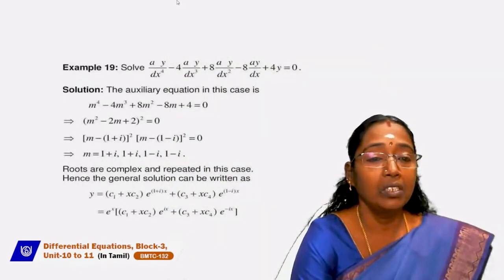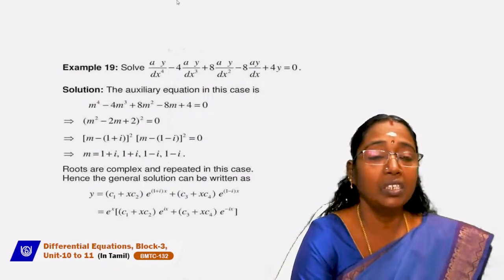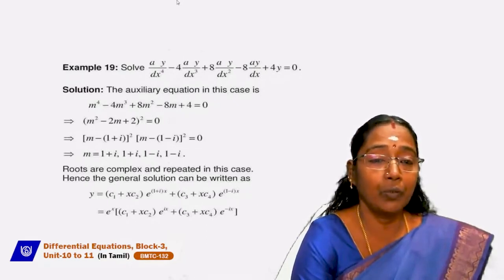The next example, solve d power 4 y by dx power 4 minus 4 into d cube y by dx cube plus 8 into d square y by dx square minus 8 into dy by dx plus 4y equal to 0. This is a fourth order differential equation. So first you have to write an auxiliary equation. That is m power 4 minus 4 m cube plus 8 m square minus 8m plus 4 equal to 0. This equation can be factorized as m squared minus 2m plus 2 the whole square equal to 0.